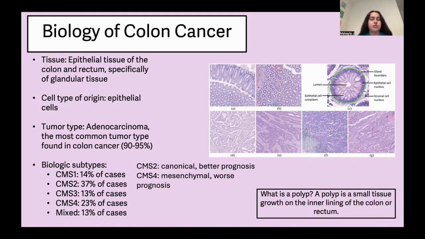There are five subtypes of colon cancer, and these include CMS 1, 2, 3, 4, and mixed. The two most common types are CMS 2 and 4. CMS 2 is canonical, and CMS 4 is mesenchymal. Canonical refers to the WNT signaling pathway and MYC activation. This subtype tends to have a favorable prognosis and has epithelial characteristics, whereas mesenchymal refers to the stromal infiltration and angiogenesis, and this subtype tends to have a poorer prognosis and has mesenchymal characteristics.